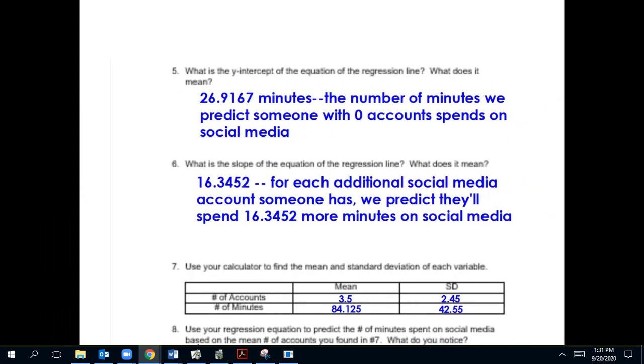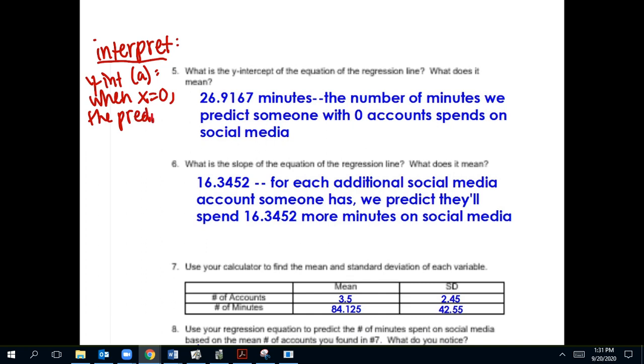All right, moving on. The y-intercept, what does this mean? And so we want you to think about some interpretations. And so we're going to ask you to interpret y-intercept and slope. And so for the y-intercept, that's your a value. And we're going to say when x equals 0, the predicted y value is the y-intercept. And so you need to put that in context always. And then for our slope, which is b, this is the slope of a line. And so this is for each additional x.